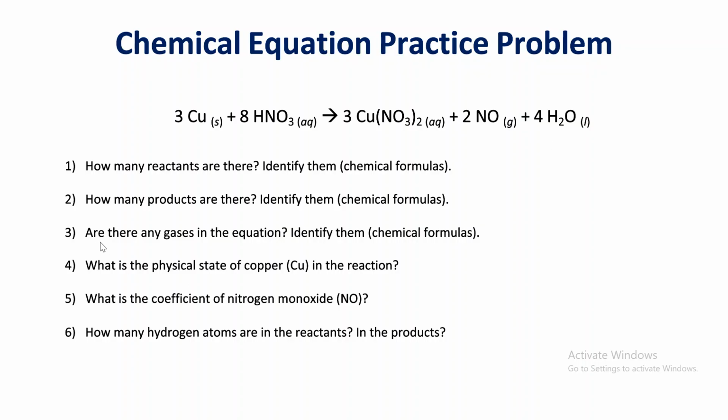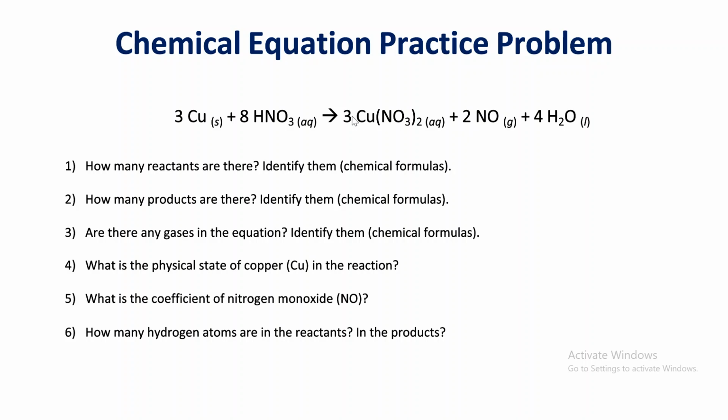Three, are there any gases in the equation? And the answer is yes, the nitrogen monoxide, the NO gas right here. What is the physical state of copper in the reaction? The physical state is solid. What is the coefficient of nitrogen monoxide? The coefficient, as you remember, is the number that comes up front before the chemical formula. So the coefficient would be 2.